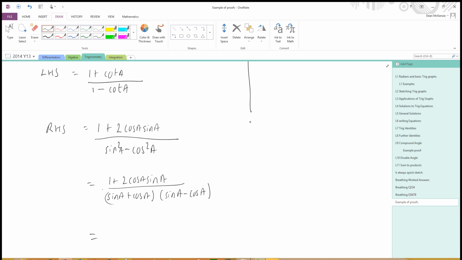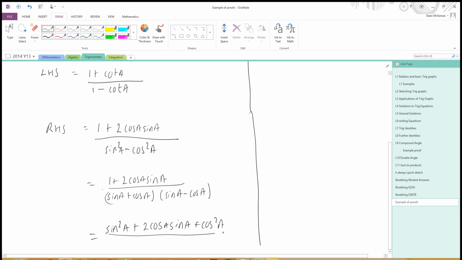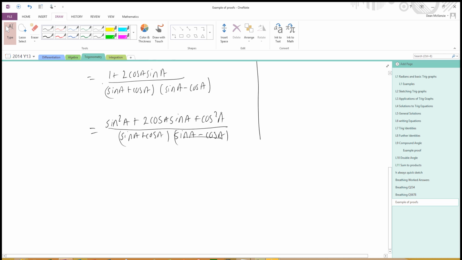Otherwise the proof isn't going to work. So what I've got up there is a 1. If I rewrite that as sine squared A plus 2 cos A sin A plus cos squared A, remember the sine squared and the cos squared is just the 1. This is still all over sin A plus cos A, times sin A minus cos A. And remember, the reason why I did that is because that's the bottom line that I'm wanting.